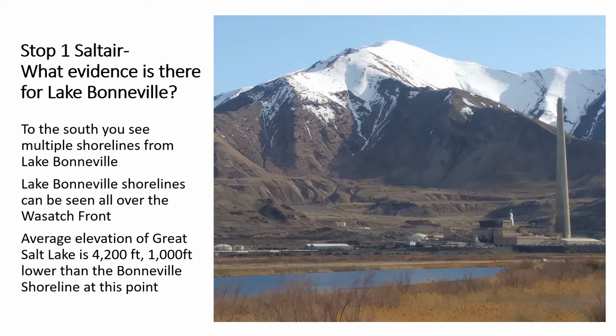Now, from this vantage, you can see multiple shorelines for Lake Bonneville. The upper shoreline is the Bonneville shoreline, about 5,200 feet in elevation, and then the lower one is about 300 feet lower and represents the Provo shoreline. You can see these shorelines all over the Wasatch Front.